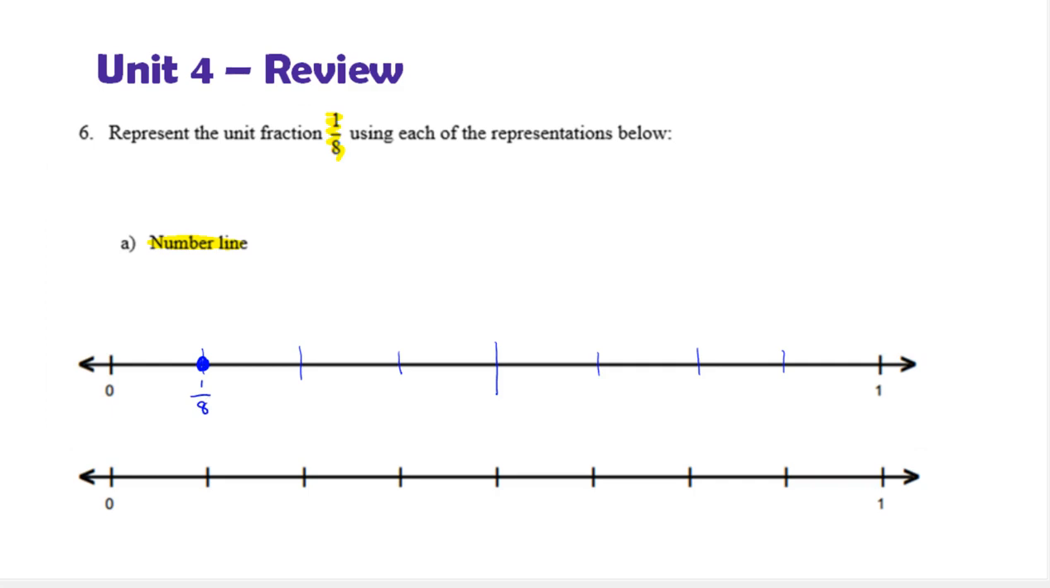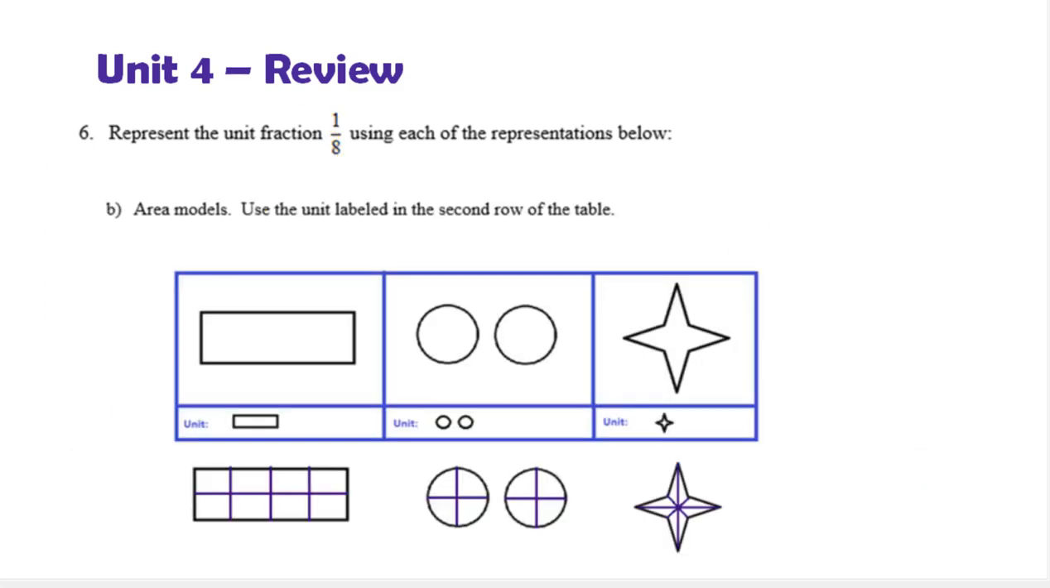Let's look at the next one. We are still representing 1/8, but now we're going to use an area model, and it says use a unit labeled in the second row of the table. So notice here are the units, and I have examples of them down here, cut into 8 equal pieces. But let's do this by hand, and we'll use this as a guideline.